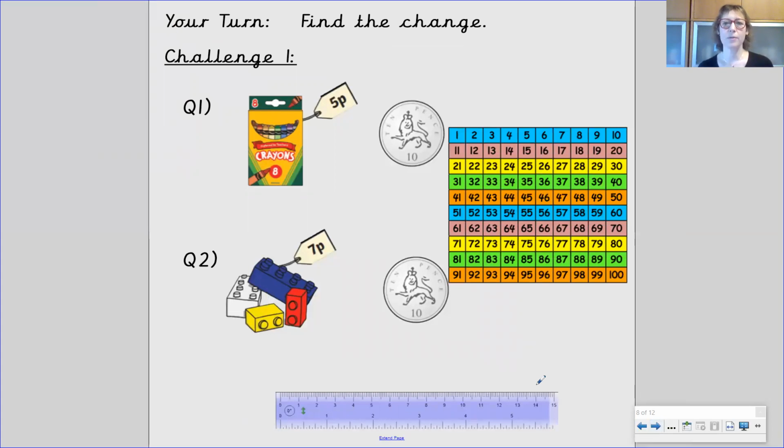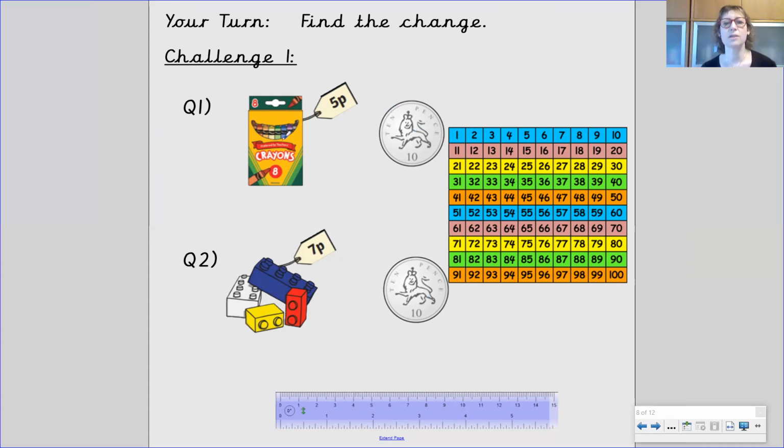Okay, so today's challenge 1 is you've got the item you're buying and the amount you're paying for it. So these ones are 10p. You might actually find that you would like to use a ruler more than a 100 square, because I know that you will have rulers because we sent those home in the emergency packs before half term. I don't think you have 100 squares. So if you use a ruler, you can do just the same way.